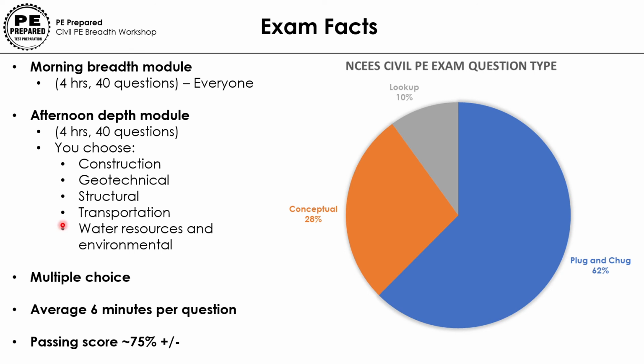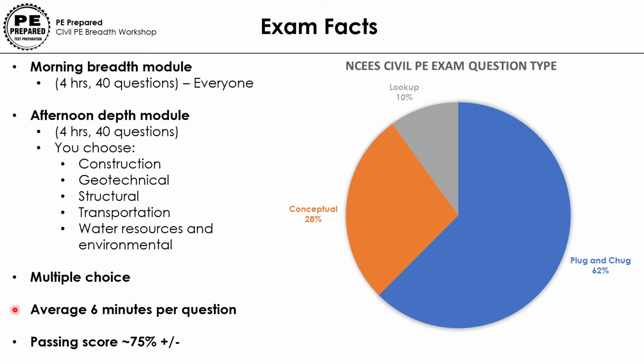So the whole exam is multiple choice, and for each module you'll have 4 hours to answer 40 multiple choice questions, which comes out to an average of 6 minutes available to you per question. That's your magic number as you study for this exam. So what does 6 minutes per question mean?